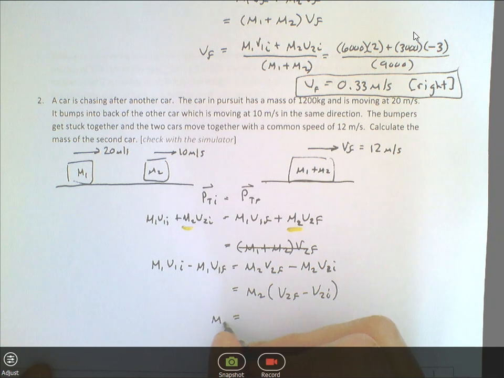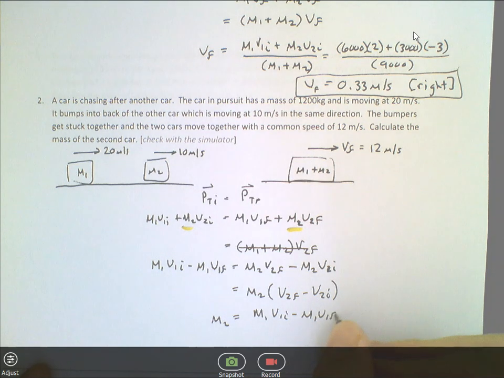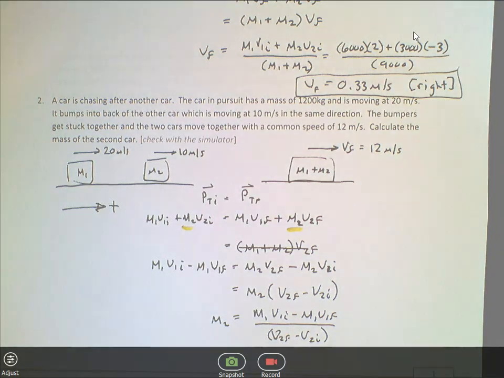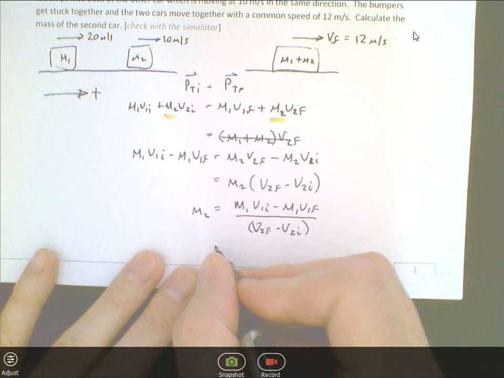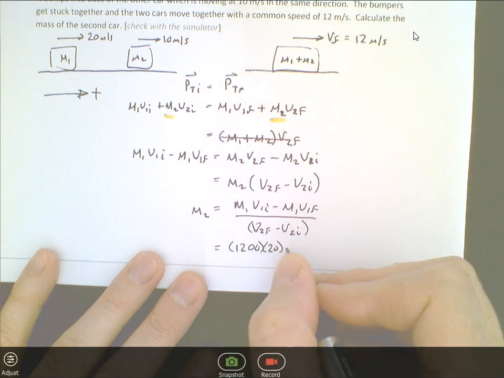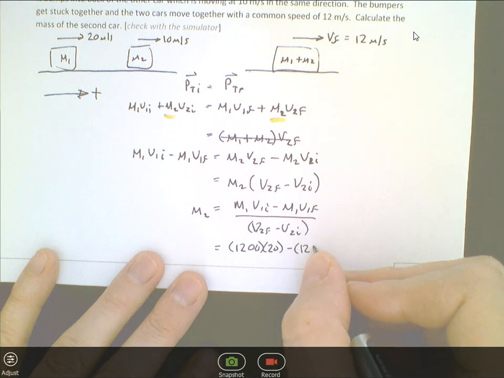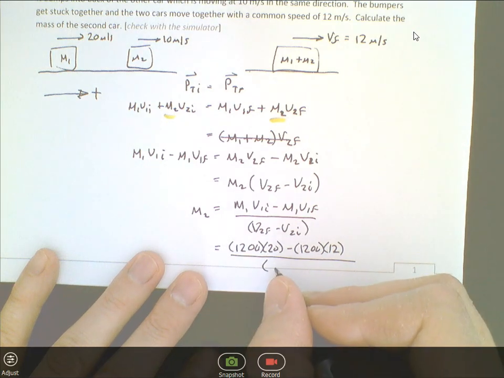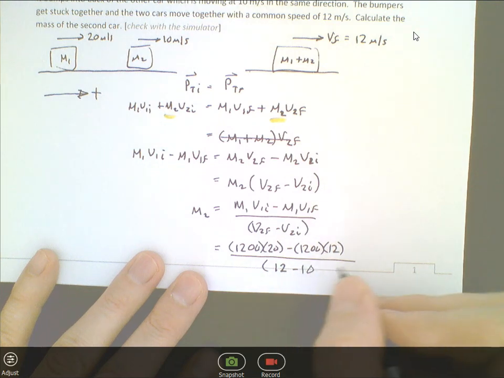And we write our final solution. There we go. Again, pick a direction to be positive. Just pick it to the right. Substitute in our numbers. 1200 times 20 minus 1200 times 12, all over 12, and V2I was 10.